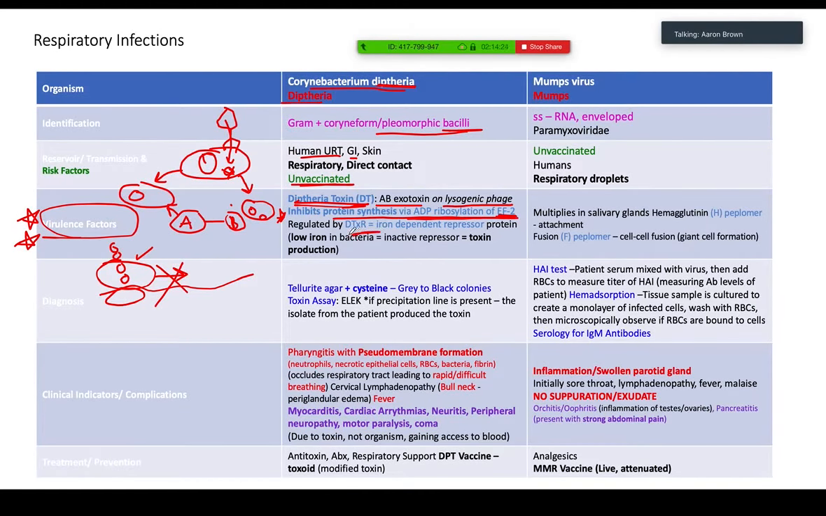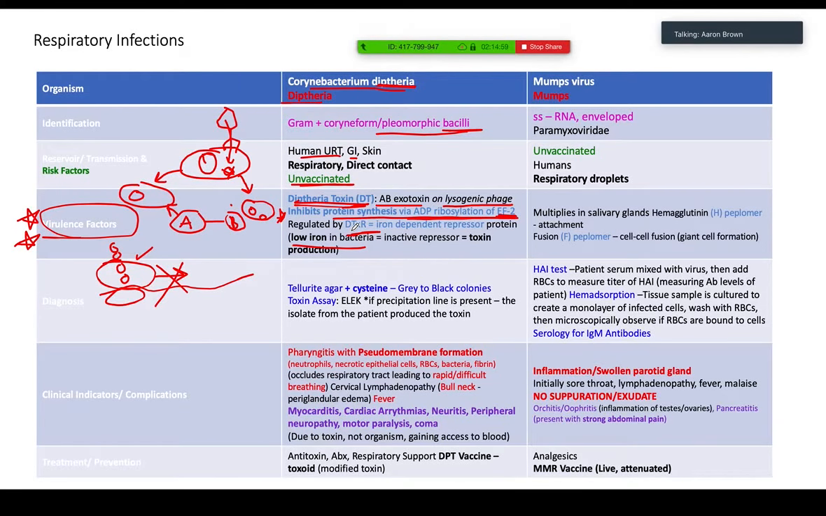Another important point, less important than the other two, is that there is a requirement for iron. These bacteria are dependent on iron, and so they can only cause all of these effects in the human body if iron is present. When we did our hematology lecture, we talked about hepcidin and how hepcidin causes sequestration of iron and prevents the human body from absorbing iron.